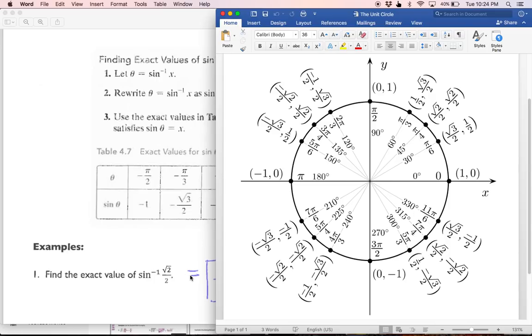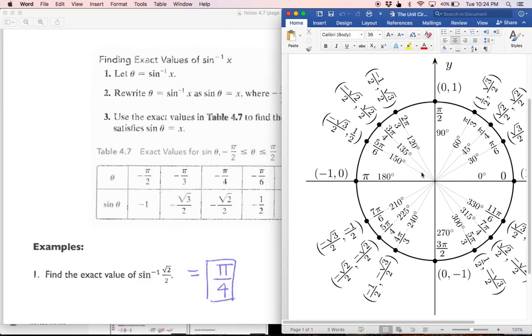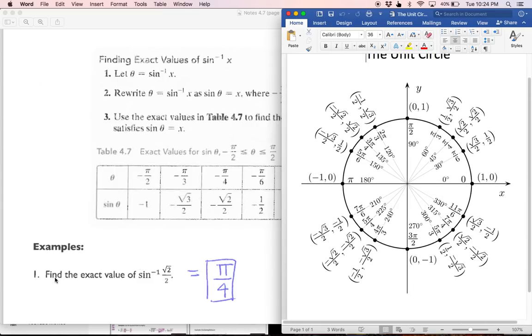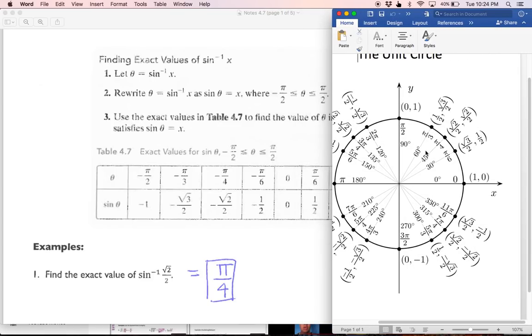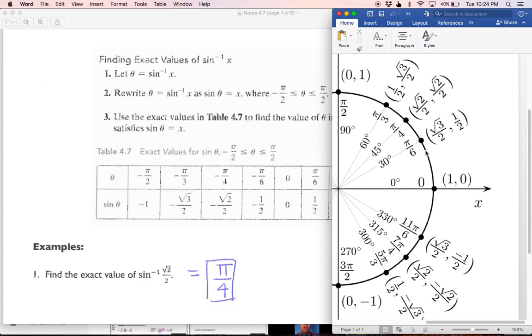Okay, so if we look at some examples here, let me see if I can make my unit circle a little smaller so that we can see this problem. There we go. Okay, we want to find the exact value of sine inverse of square root of 2 over 2. So the question is asking, and remember, for sine we really only want quadrants 1 and 4, so we can ignore the other half of the graph completely.